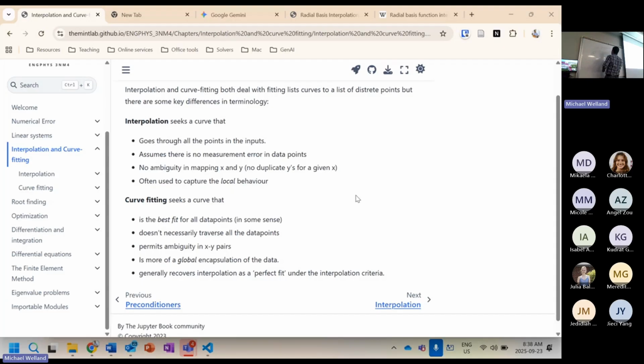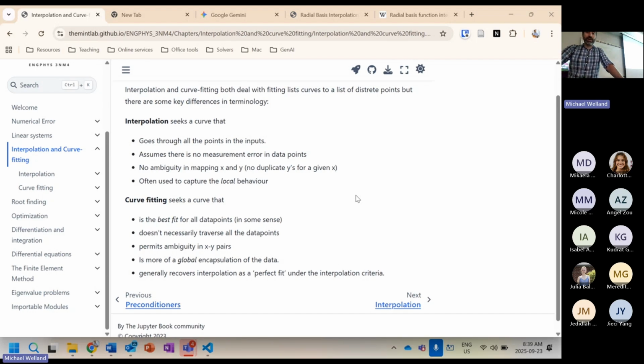Point, point, point, point, right? A line is technically a curve. This does not go through any of my data points, but it is probably roughly the best fit in some sense. It is a more global encapsulation of the data.